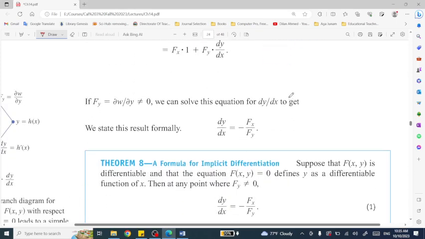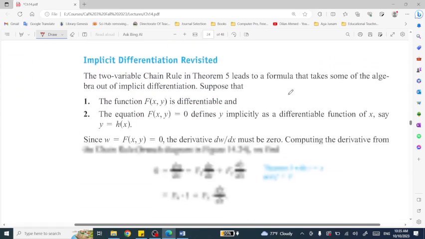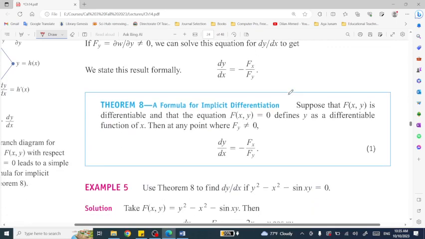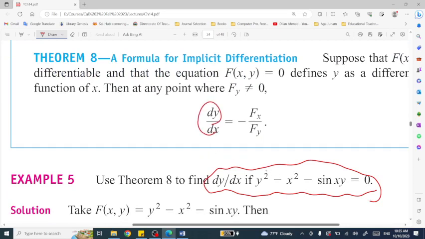For example, let me check where's the example. Your function, that one is calculus 1. Okay, this is in calculus 1. So how do we use this rule? Maybe you found that rule even in grade 12. They call it a hack. It's not a hack, it's a partial derivative.